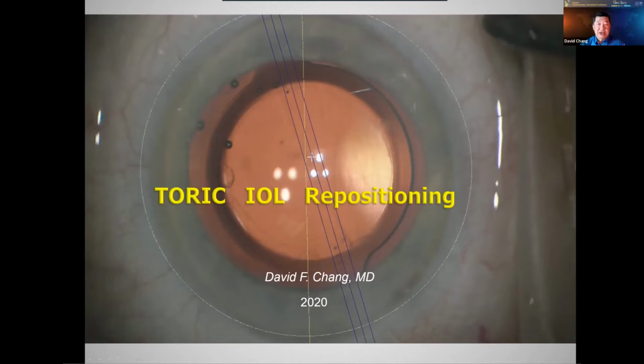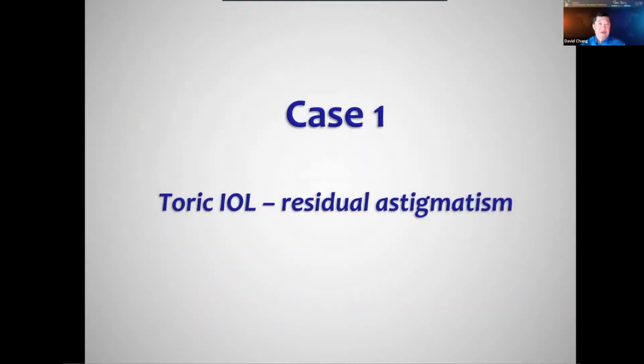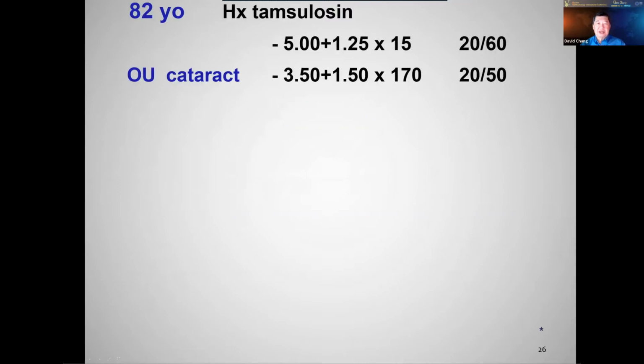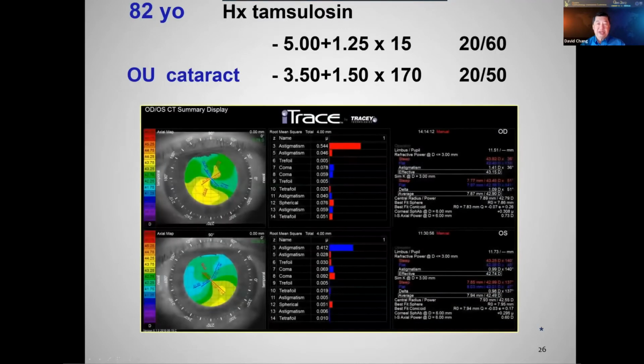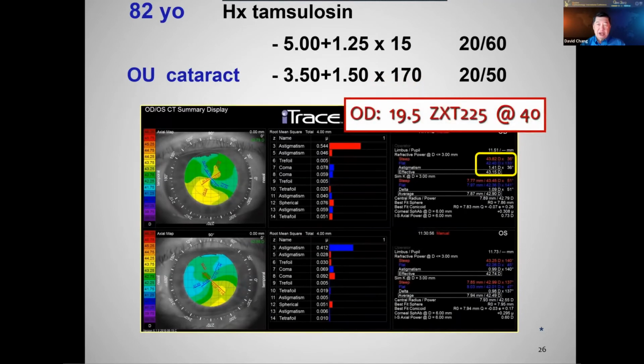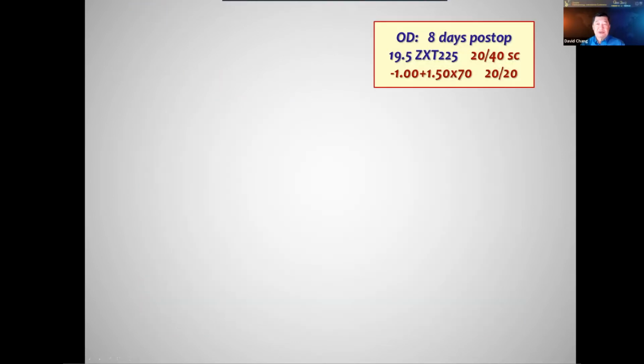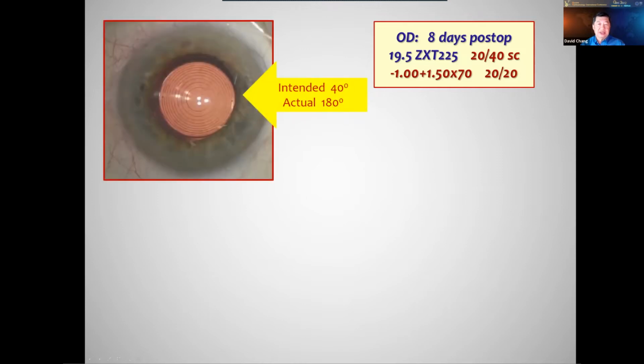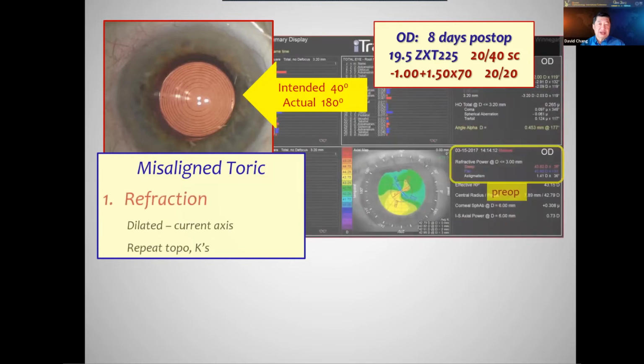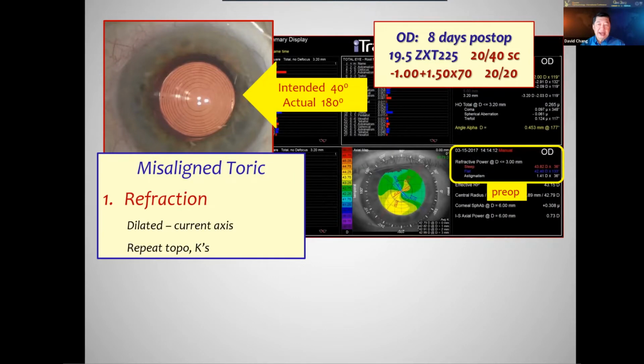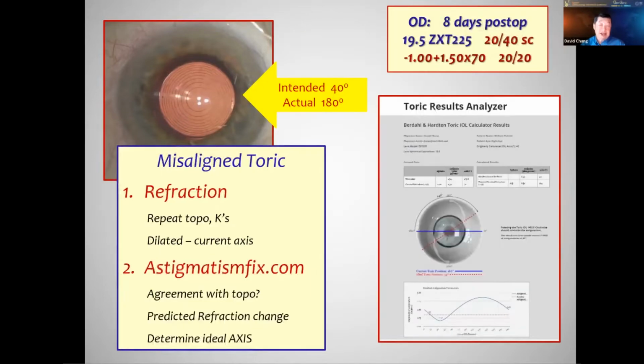Now, what if you do have toric IOL repositioning? How do we do this? Here's a case where they had preoperatively a need for an axis 40 toric IOL, ZXT225, and yet post-op you can see we've got some residual cylinder at 8 days. Well, it turns out with the intended axis of 40, the true axis is 180. So we go back and we repeat the topography. Yes, it does confirm that that is correct.